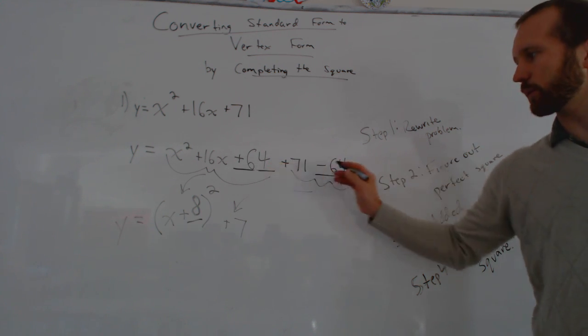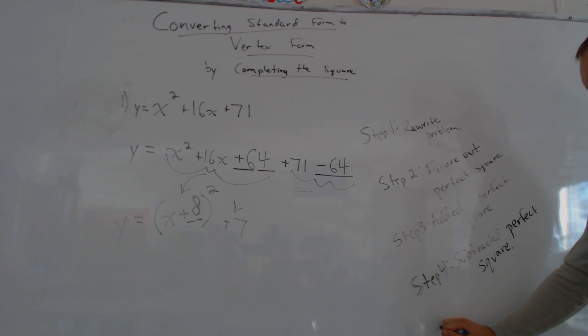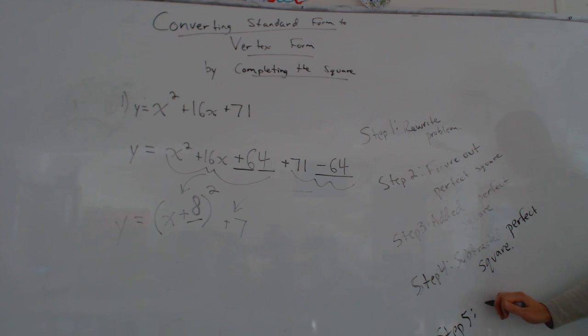So we added 64, we subtracted 64. And then step 5, right, we combined the constant terms.